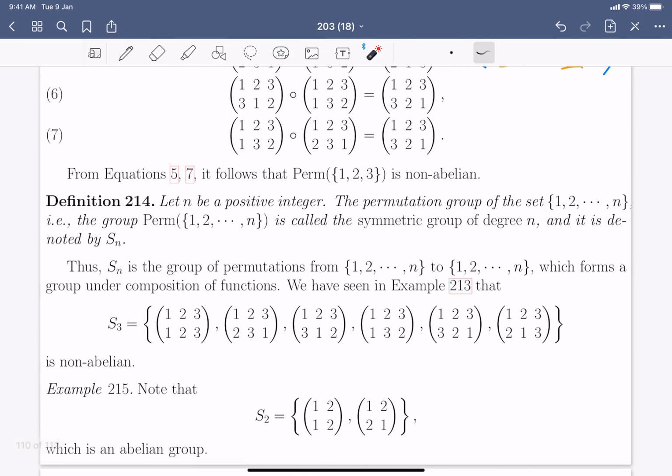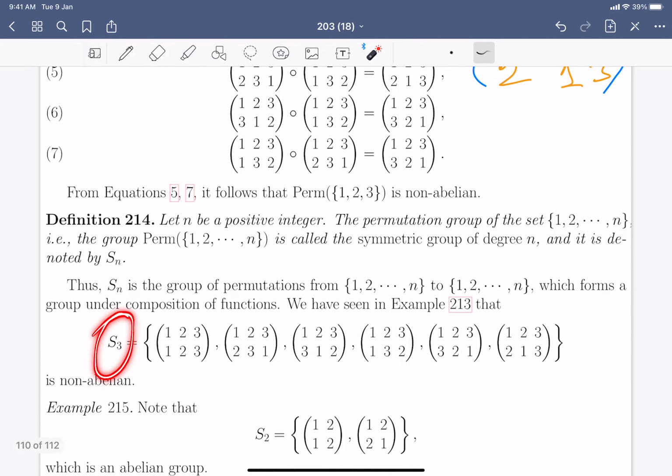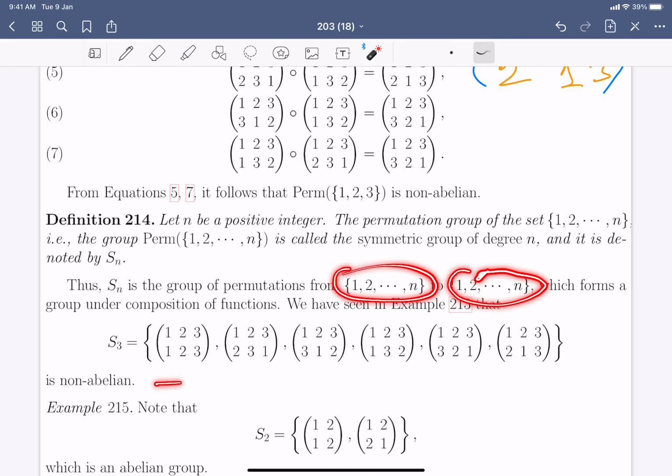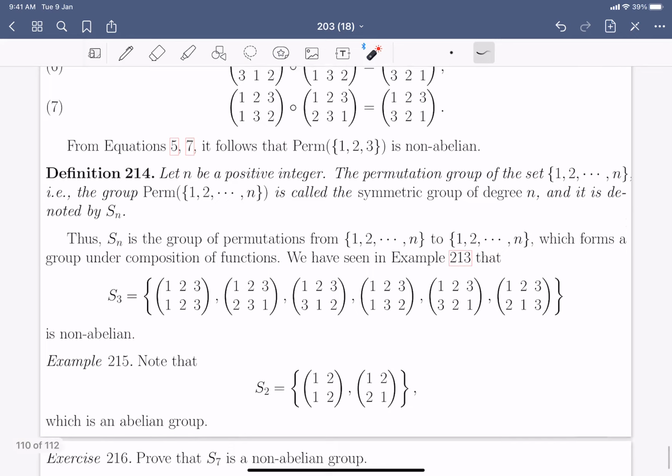Great. And we have already described S3. That is a permutation group consisting of all the bijections from 1 up to 3 to 1 up to 3. And we have already observed that S3 is non-abelian.